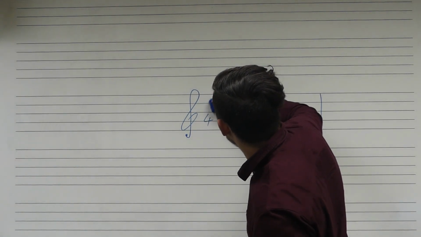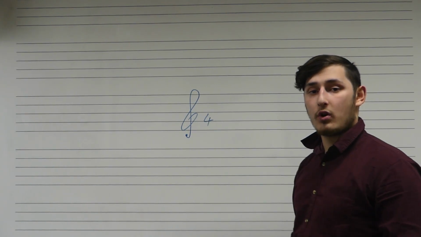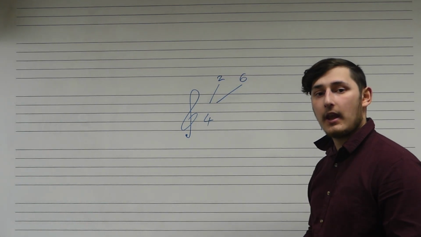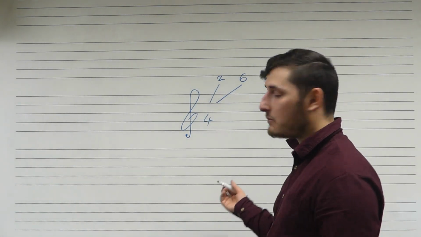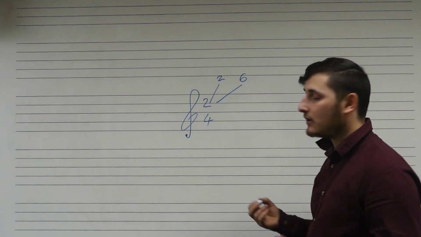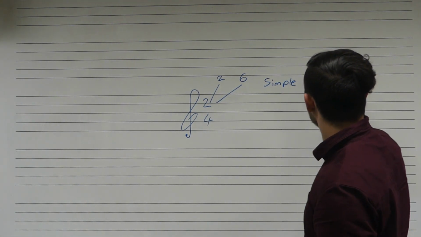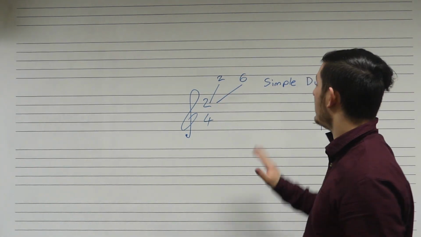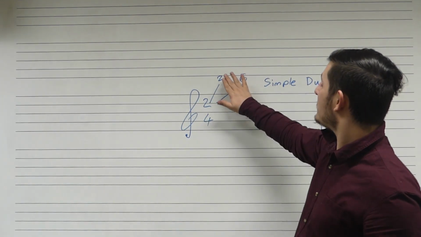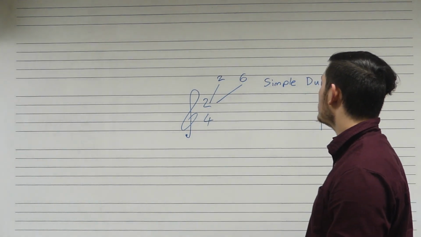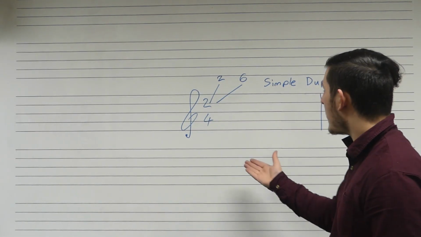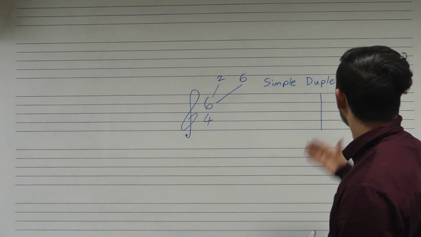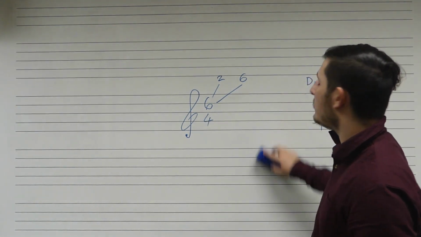Next, we're going to talk about duple, triple, and quadruple. If our top value is a 2 or a 6, then we will call this duple. For example, if we have 2/4, then we have a simple duple. This is because from before, a 2 on the top means that it is a simple time signature. And then now, if it's a 2 or a 6, it is a duple signature. So this is considered a simple duple time signature. Similar, if we have the 6 there instead, then it's still going to be duple, but the simple will change to compound.